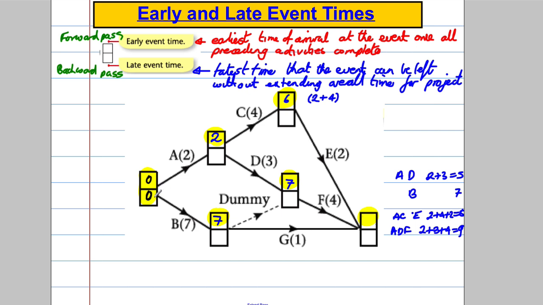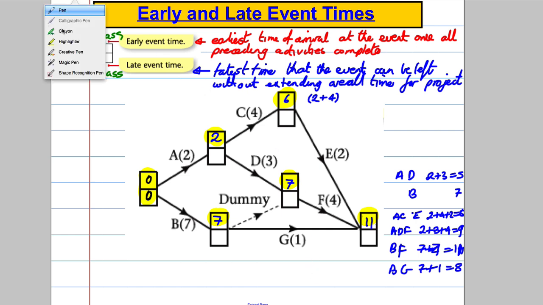But also B, dummy and F must have been done, so B and F, which is 7 plus 7, which is 14. Or it could have been B and G, which would be 7 plus 1, which is 8. Now, everything must have happened. So in order to have everything happened, B and F took the longest, so the earliest I can get here is the sum total of B and F, 7 plus 4, which is 11. So 11 goes there.